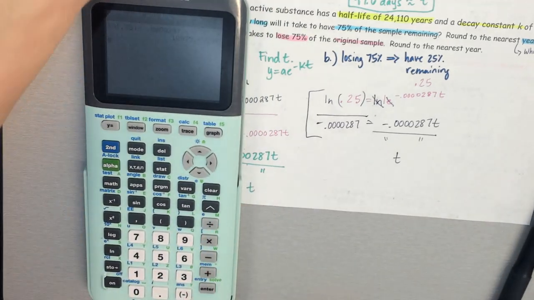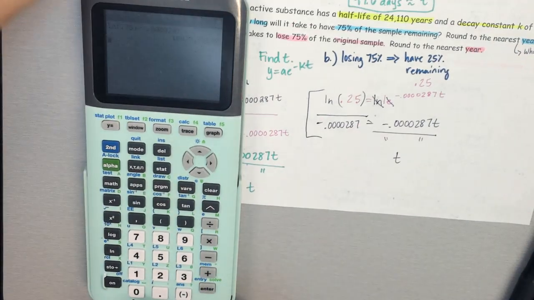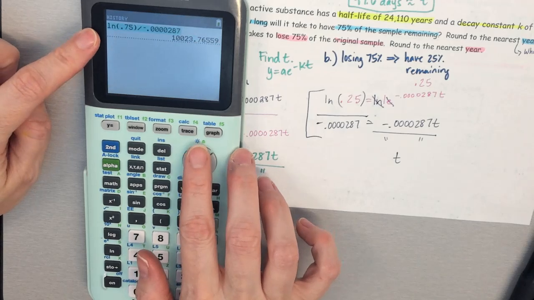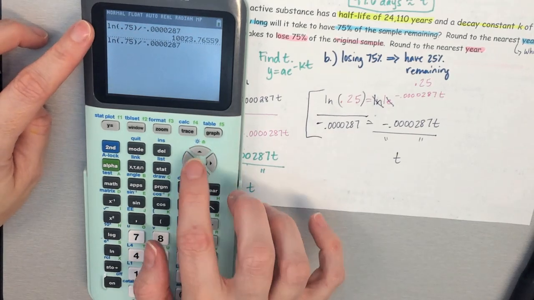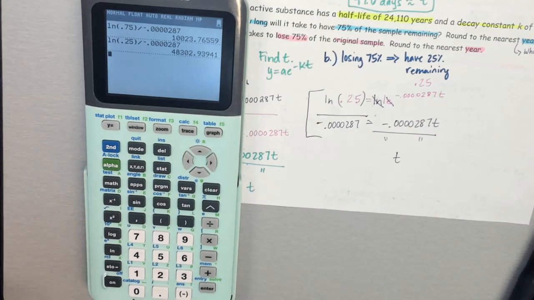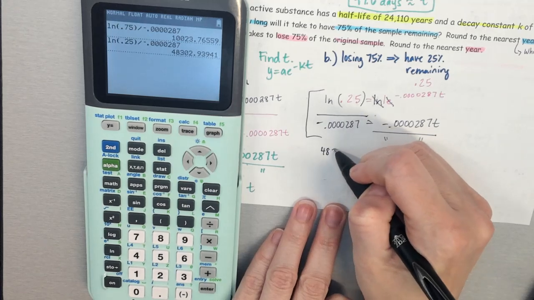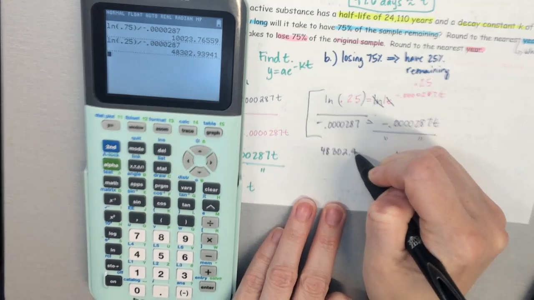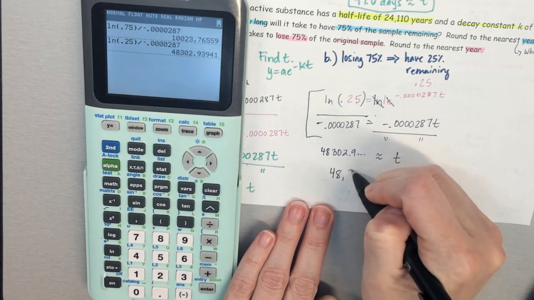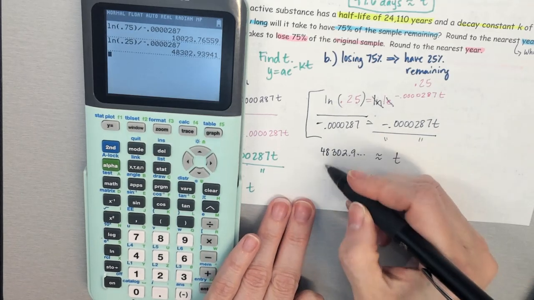Okay, this is another one that says to round to the nearest year. So round to the nearest whole number. And look, if you have a calculator like this, you can even just enter this. You can go back and change this to 0.25. Okay, so you get 48,302.9. So this would be 48,303 years. Okay, that's a long time.